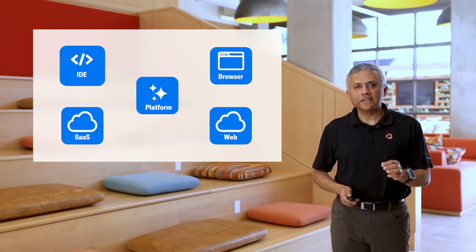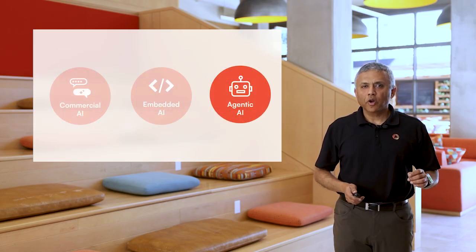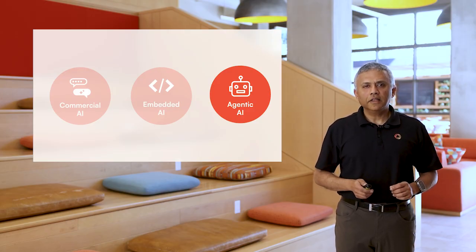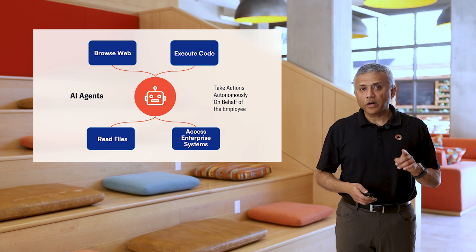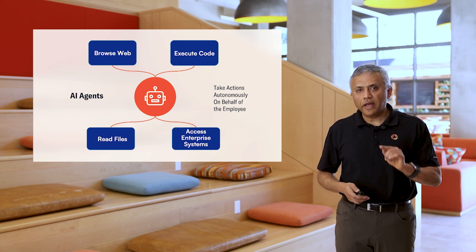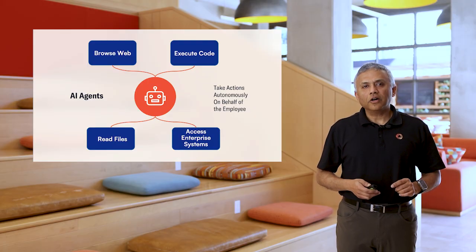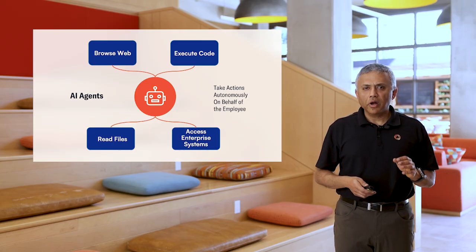Let's turn to the frontier that's keeping security leaders up at night: AI agents. Employees are increasingly using AI agents directly on their devices. These aren't just chatbots anymore. They're autonomous tools that browse the web, execute code, read files, connect to enterprise systems, and take action on behalf of the user. And from the organization's perspective, this is still employee AI use, which means it's still your risk to manage.